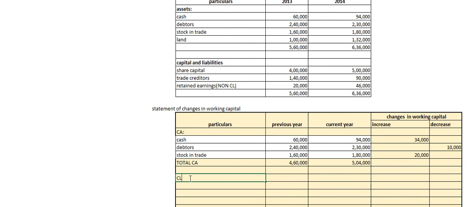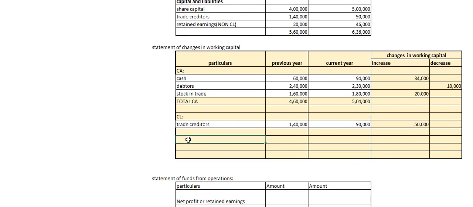So what is the current liability that we have in the question? Only your trade creditors. So your trade creditors is equal to 140,000 in your previous year and 90,000 in your current year. So when current liability decreases, it will be shown in your increase column. Is equal to 140,000 minus 90,000, which is 50,000. Now your total of the current liability is the same amount, which is 140,000 and 90,000.